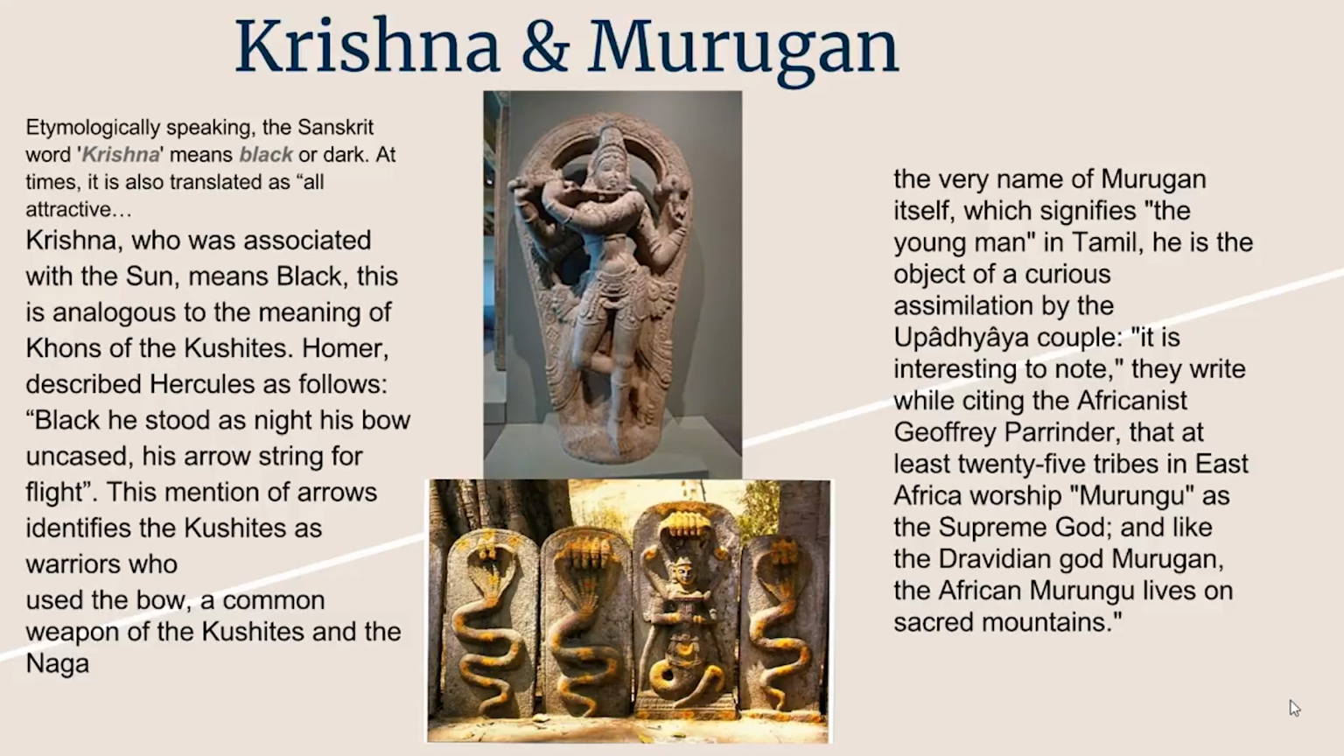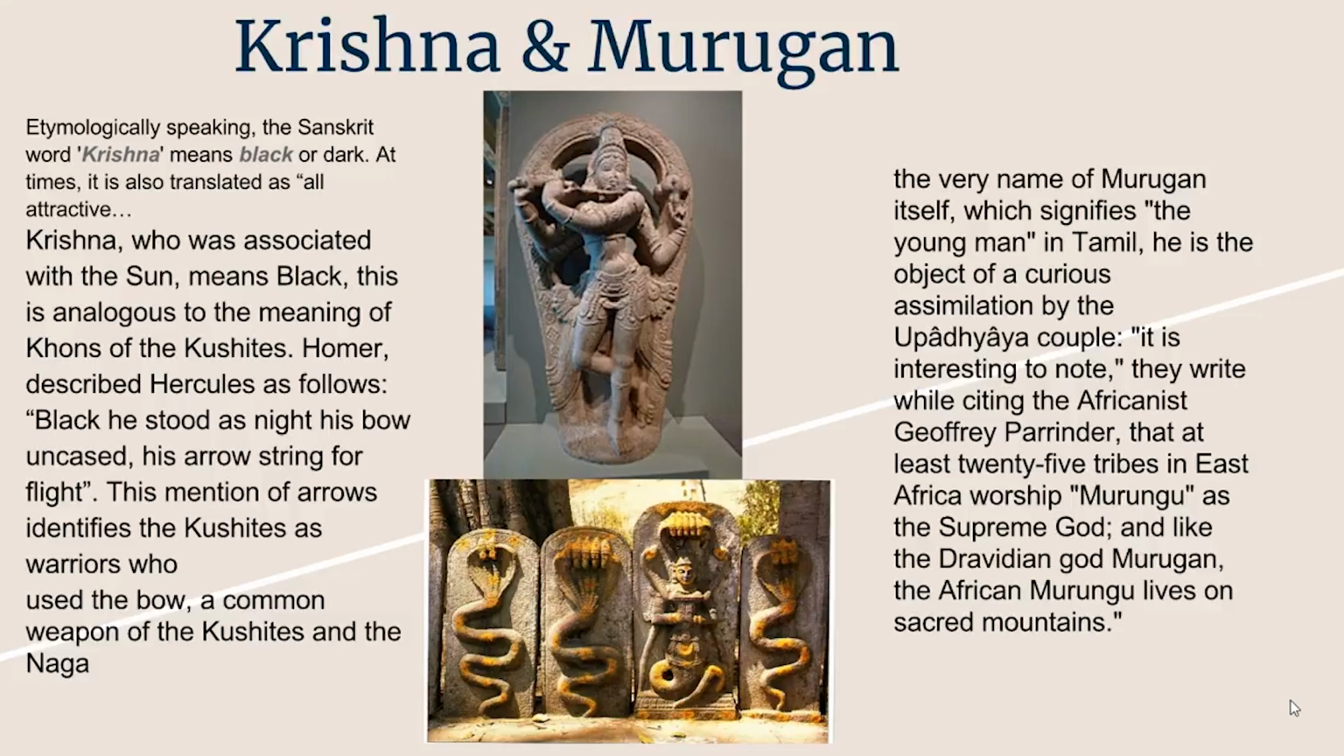Homer describes Hercules as follows: black he stood as night, his bow and cast, his arrow string for flight. This mention of arrows identifies the Kushites, who were in ancient times known as the greatest bowmen, greatest users of the arrows and the bow. Now, you can see at the top is Krishna, at the bottom is the Naga. The very name Murugan itself, which signifies the young man in Tamil, is the object of Krishna's assimilation by the Udaya couple. That's what this means.